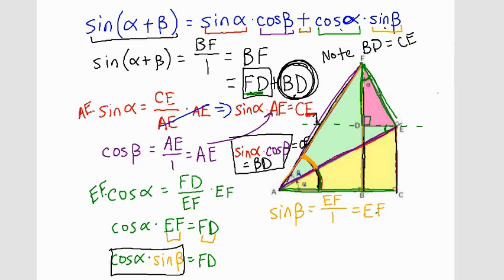And notice here we had this, and here we've got this. So at the end of the day, the sine of alpha plus beta is equal to my sine alpha times my cosine beta plus my cosine alpha times my sine beta, and there I've got it.